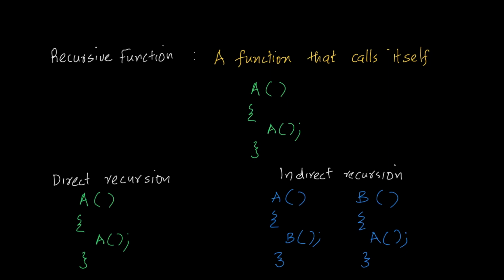Now, let us summarize. A function that calls itself is known as a recursive function. In direct recursion, the function explicitly calls itself, and in indirect recursion, the function eventually indirectly calls itself. Hope you have understood the concept of recursion and how to write recursive functions.